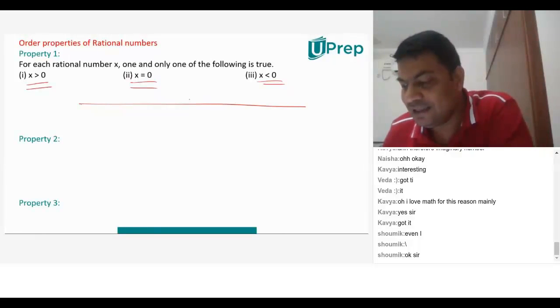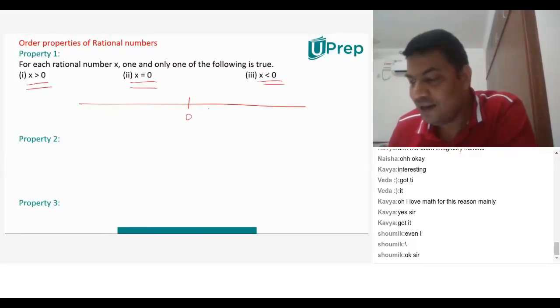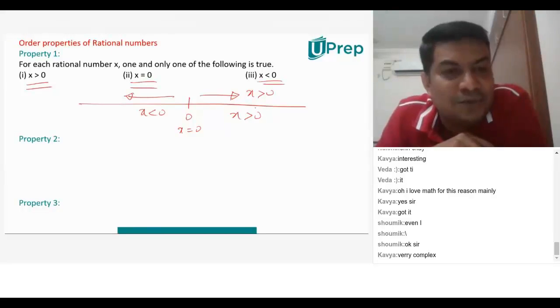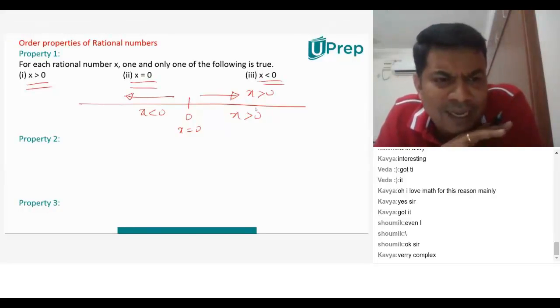Every rational number is either 0, or it should be here, which means it is greater than 0, or it should be here, which means x is less than 0. Your x should be either equal to 0, or greater than 0, or less than 0.